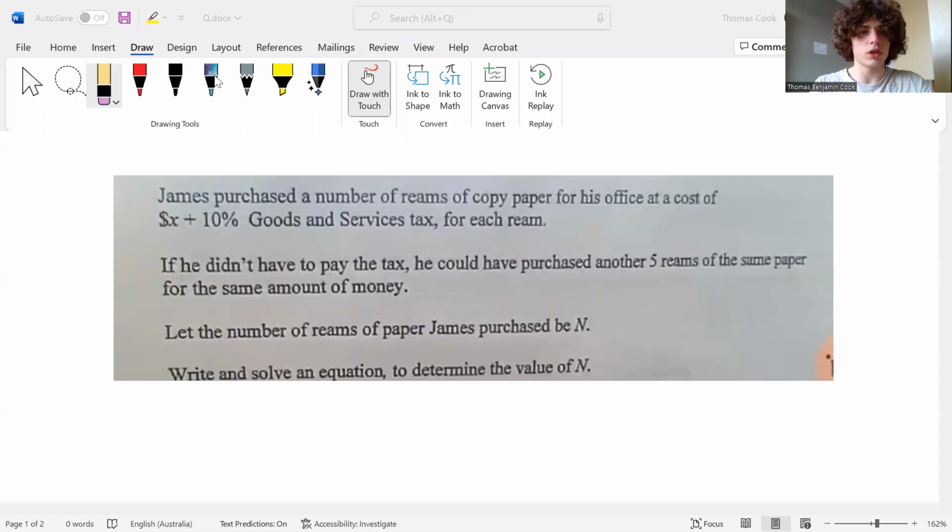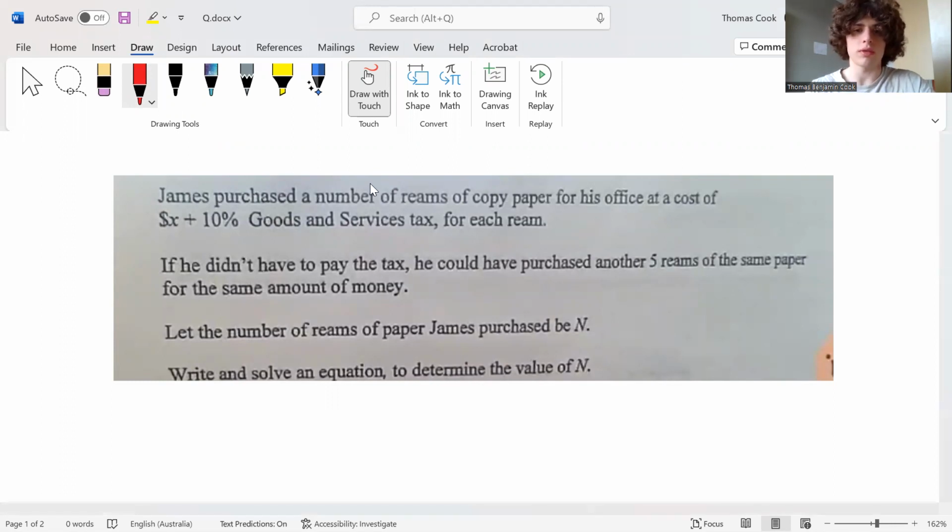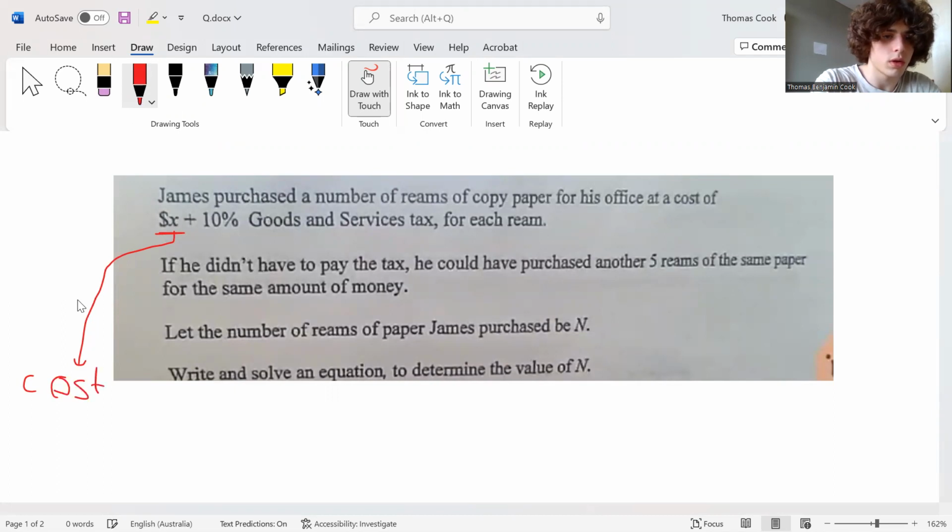So the question: James purchased a number of reams of copy paper for his office at a cost of x plus 10% goods and service tax for each ream. I want to point out they've introduced this variable x straight away here. So x is the total cost of all of the reams that he bought, before tax.